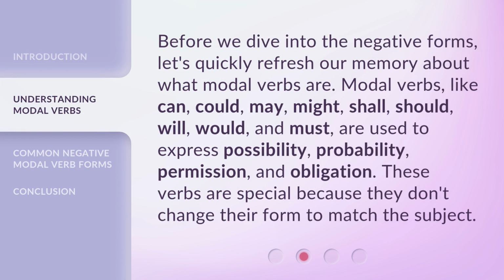Before we dive into the negative forms, let's quickly refresh our memory about what modal verbs are. Modal verbs, like can, could, may, might, shall, should, will, would, and must, are used to express possibility, probability, permission, and obligation. These verbs are special because they don't change their form to match the subject.